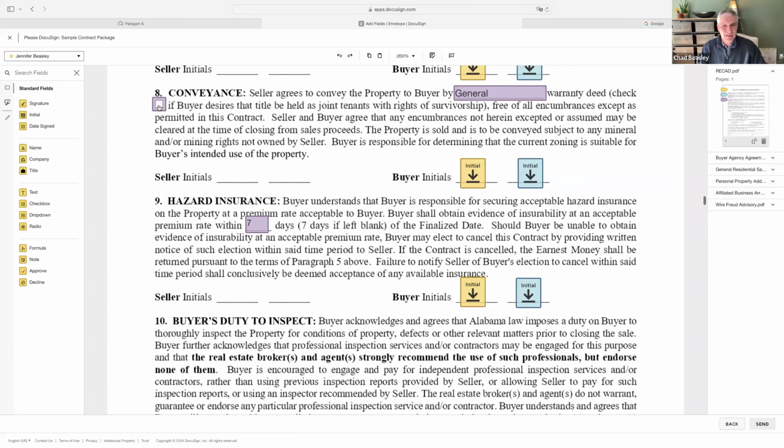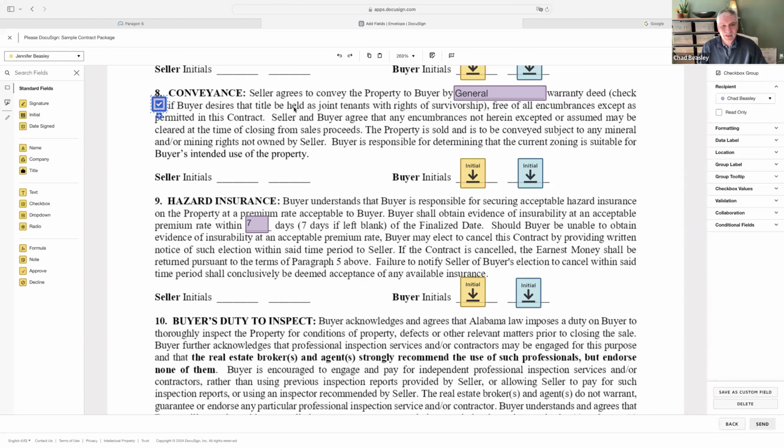Then you're also going to check, 9 times out of 10, if it's a husband and wife buying a property, this box saying that they desire that the title be held as joint tenants with right of survivorship. And what that means is if they own it together, if one of them passes away, in the blink of an eye, the other one automatically owns it without having to go through probate or anything like that.